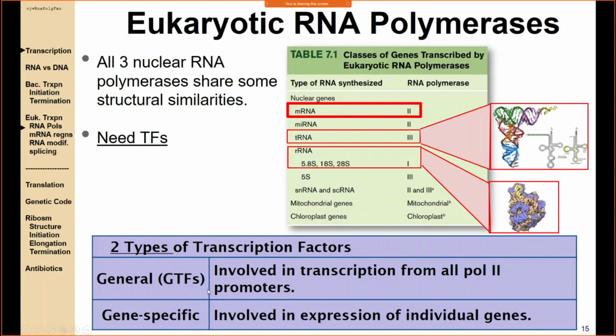Okay. And so we're going to get into acronymville here. So there's general transcription factors, GTFs, and those are involved in transcription for all polymerase 2 promoters. And then there's gene-specific transcription factors for individual genes, okay? So we went through easier bacterial RNA polymerases. Now we're going through eukaryotic, more complex.